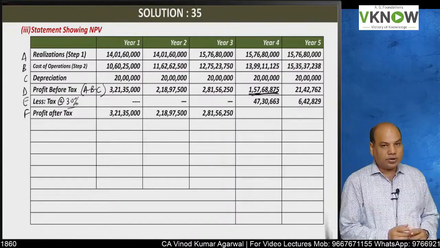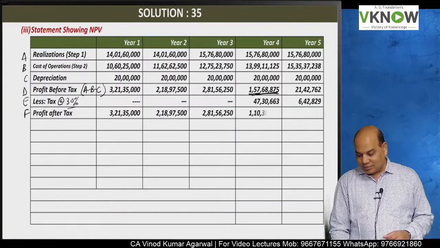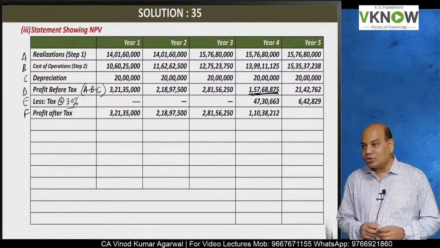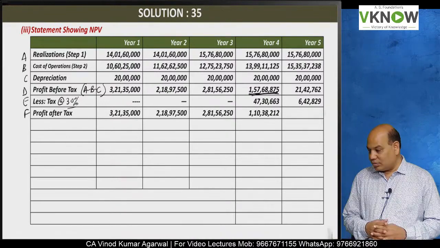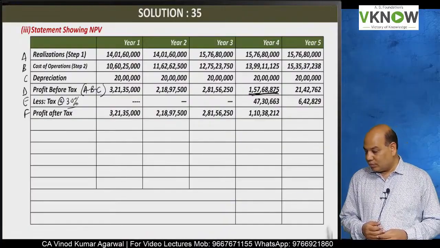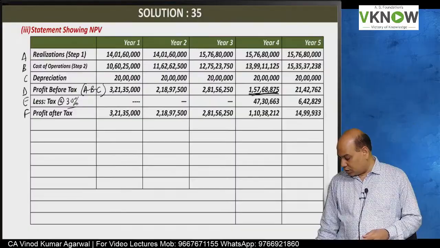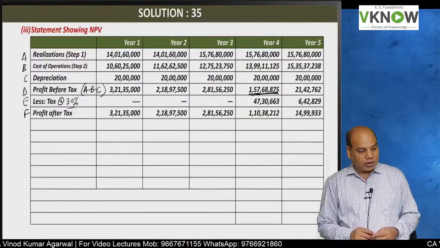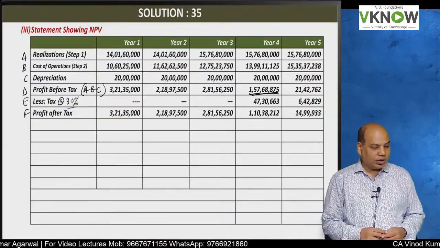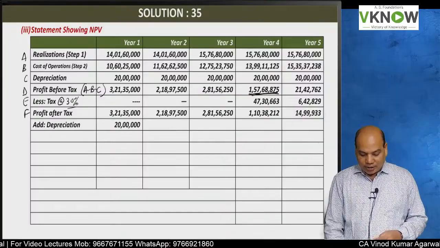Anybody for the fourth year? Fourth year, PAT 1 crore 10 lakh 38,212. Very good. Next, last one. Last year is how much? 14 lakh 99,933. Now write down add back depreciation.